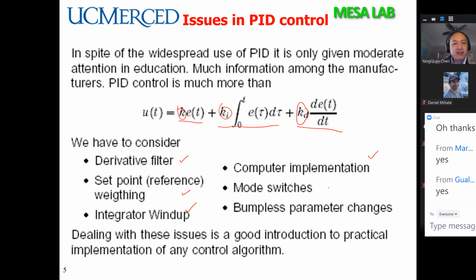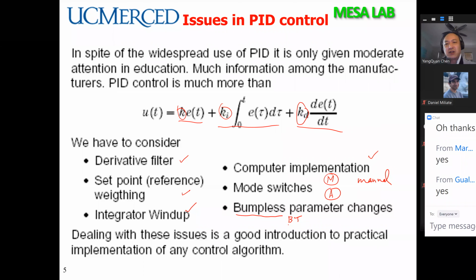And you have mode switch. Mode means you have a manual mode and an automatic mode. Many systems are originally under manual control, then you switch to automatic control, or if something goes wrong, you switch back to manual control. I hope that while you switch, you are not going to introduce a huge bump. You may damage the system. How can we make the system bumpless transfer between those modes? Bumpless transfer.